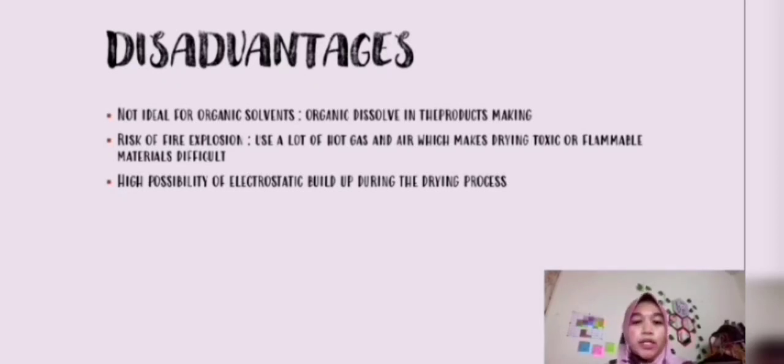However, there are certain disadvantages of fluidized bed dryers, such as not being ideal for organic solvents because the organic solvent usually dissolves in the product, thus making it very difficult to dry. One of the major disadvantages is the risk of fire and explosion. Fluid bed dryers use a lot of hot gas and air, which makes drying toxic or flammable materials difficult. Hence, this may endanger the lives of those operating the machine or those in close proximity to it. And lastly, when we use a fluid bed dryer, there is a high possibility of electrostatic build-up during the drying process. It is a natural occurrence, especially when drying organic particles, so to avoid this accident, we should use a fluid bed dryer with an electrical earthing element.